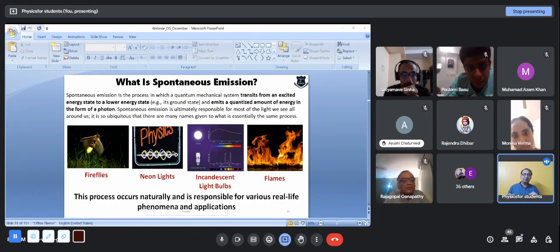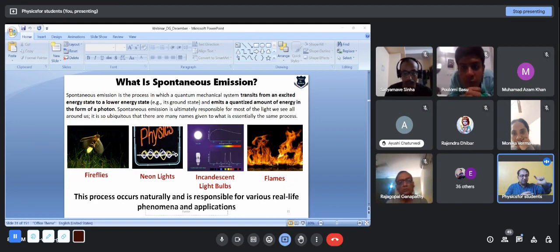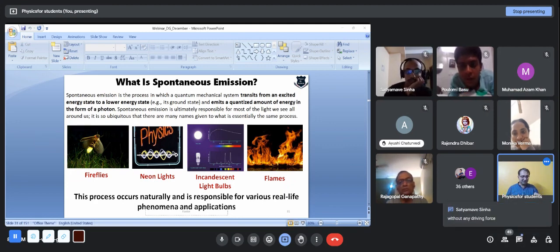Now, here I would like to give you a quick example, what is called spontaneous emission. I am trying to relate quantum mechanics with general relativity. Why? I will tell you. What do you mean by spontaneous? Spontaneous means it just suddenly happens, right? So fireflies, neon lights, all these are spontaneous emission, right? What happens is that when a photon or a subatomic particle transits from an excited state energy to a lower energy state, it emits a quantized amount of energy. Quantized means a certain amount, only this much, say 5 millimeter or 10 meters, right? Without any driving force. Absolutely, Satyamev, you have got a bullseye.